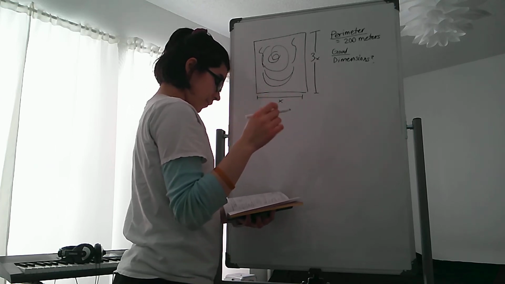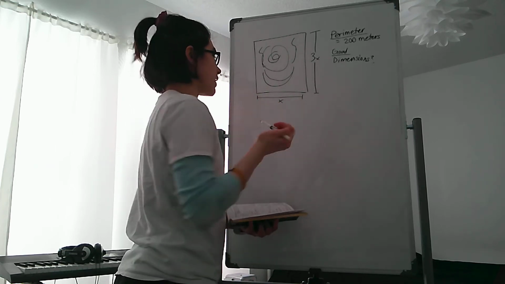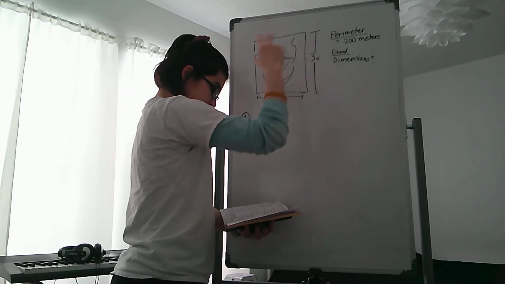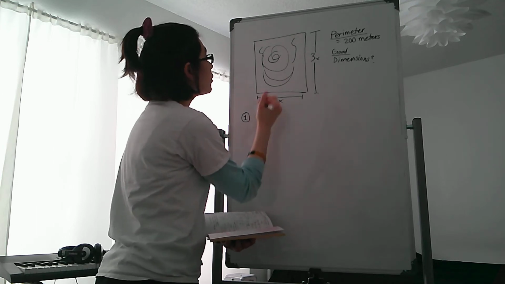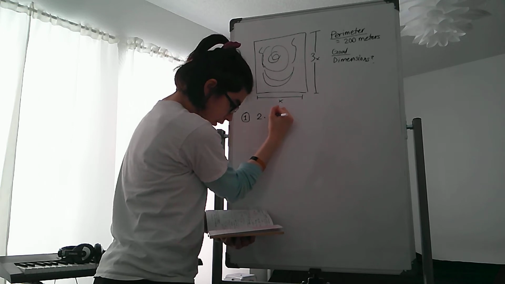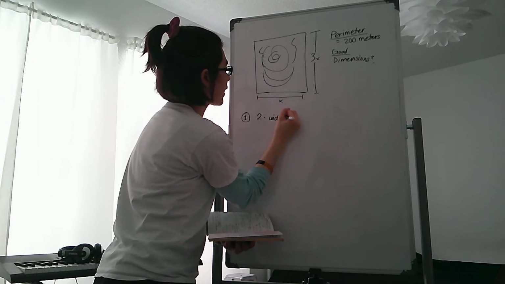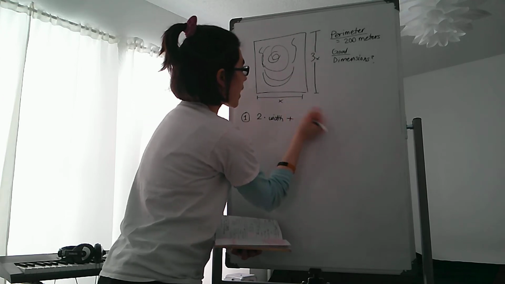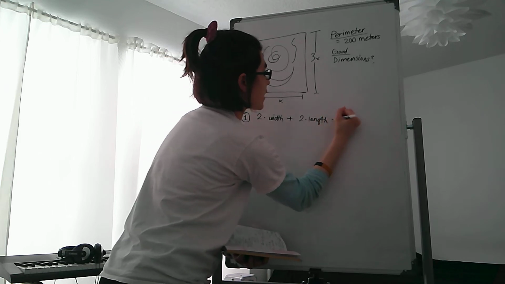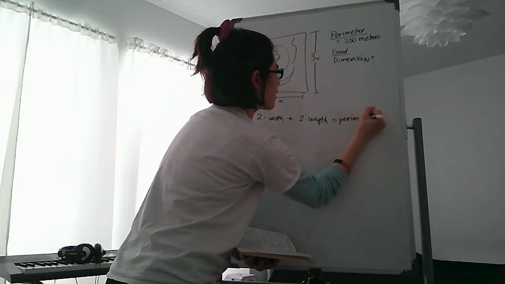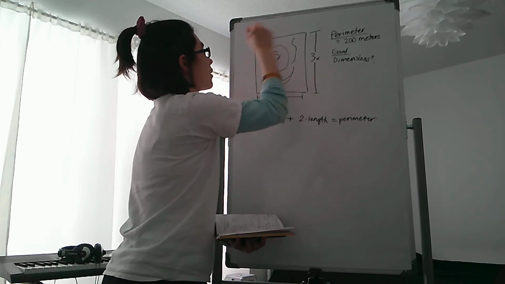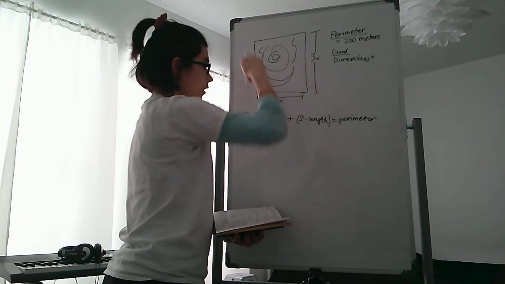To start off, there's 3 steps I took to get to the answer. First, we're going to reframe the problem using what we know about perimeter. We know that to get perimeter, you take 2 times the width, and then you add that to 2 times the length. That equals your perimeter, right? So you've got 2 of your width, and then you've got 2 of your length.